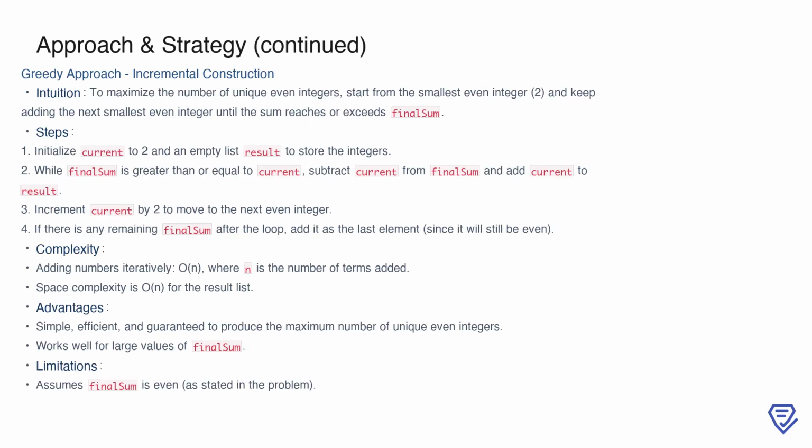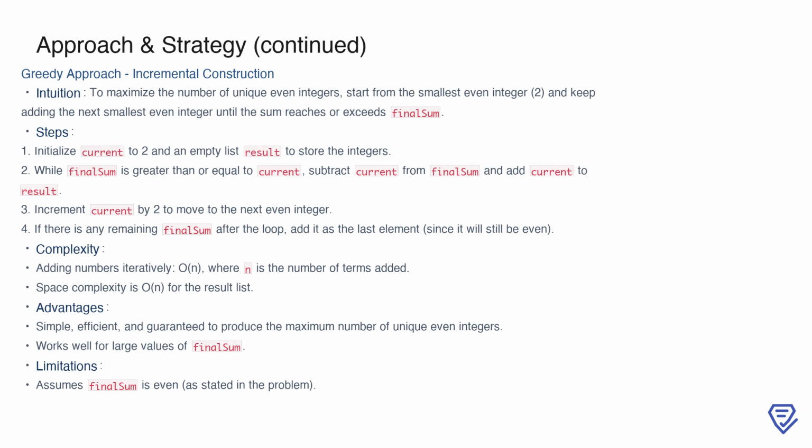Now, let's examine a much more efficient strategy, the greedy approach. The intuition here is to maximize the number of unique even integers by starting with the smallest even number, which is 2, and incrementally adding the next smallest even numbers until the sum either equals or exceeds final sum.